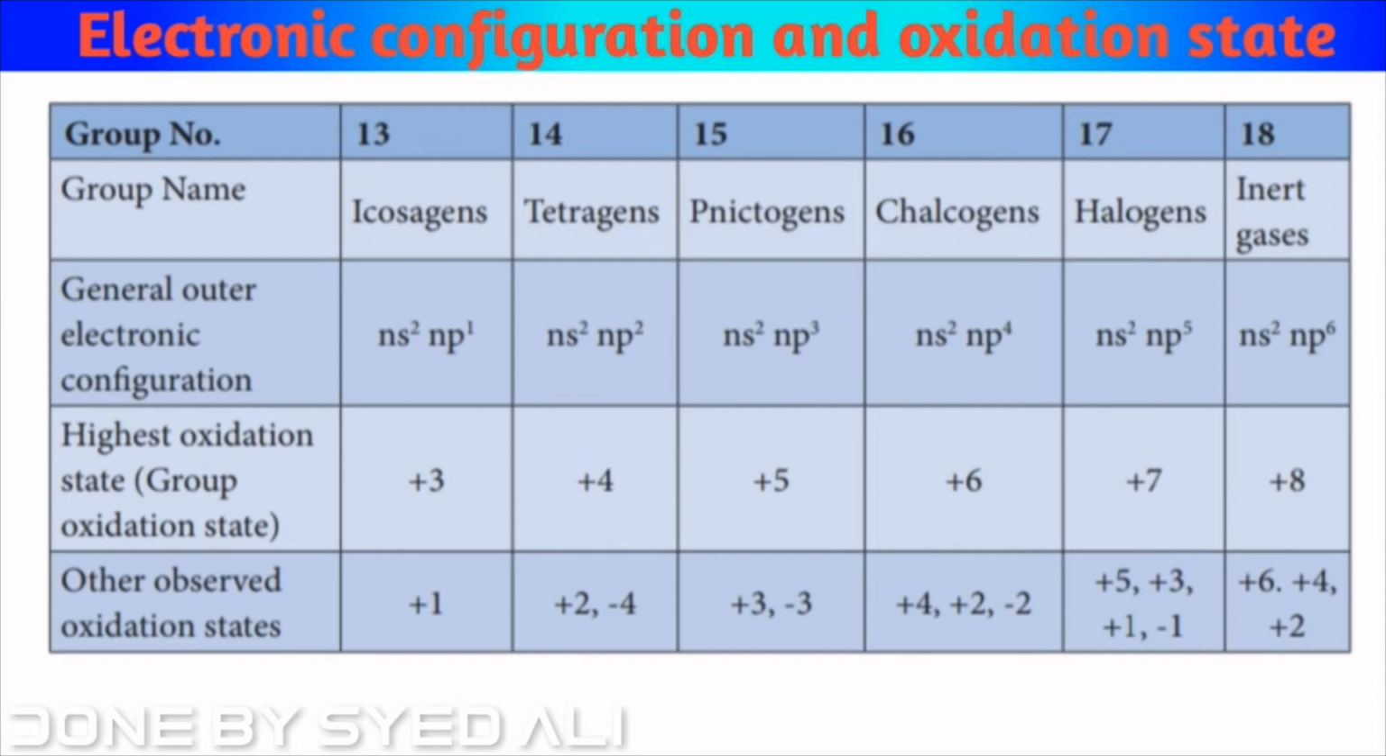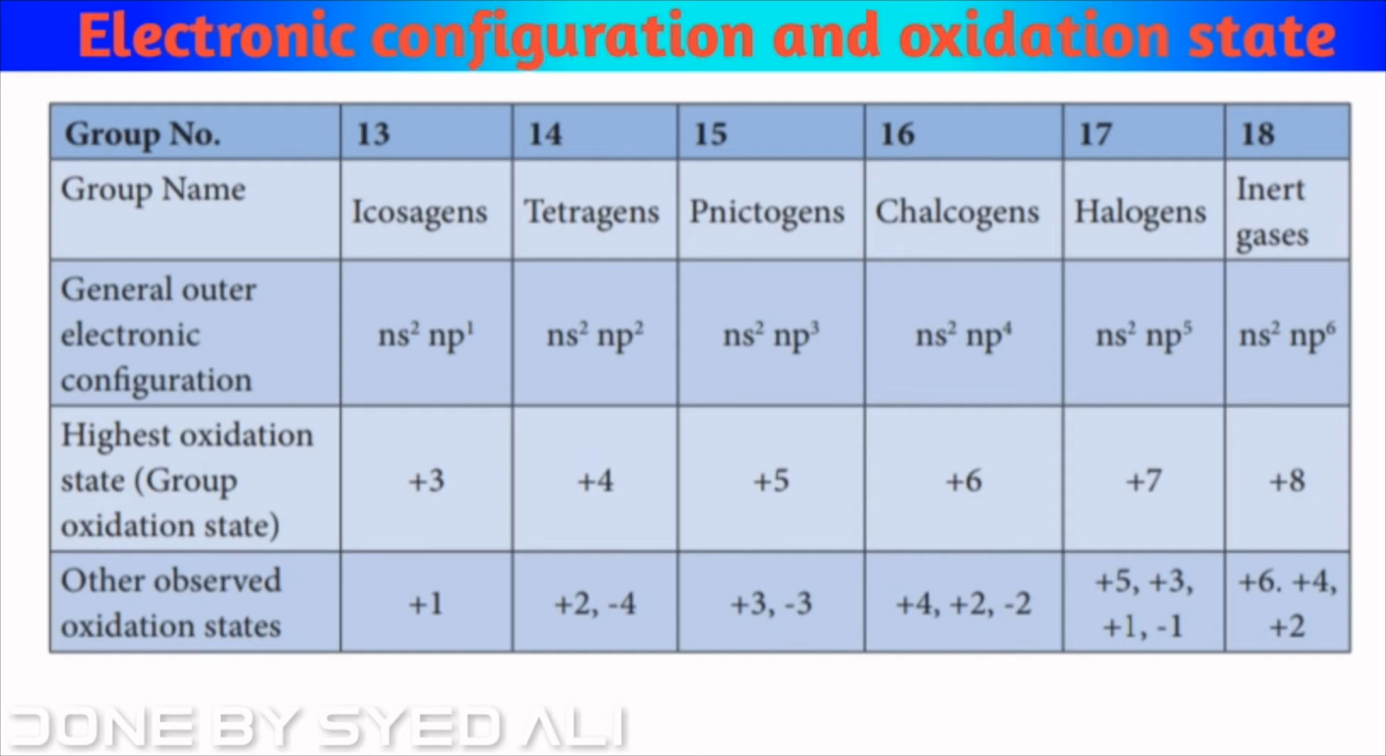These all are showing that n is the same, that is, ns2 is the same for all the groups from 13 to 18, but the p orbital differs as shown in the image: np1, np2, np3, np4, np5 and np6. These all are showing the outermost valence shell having that many electrons filled in the p orbital.